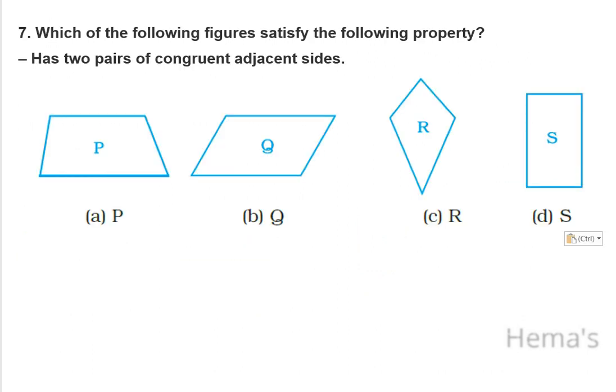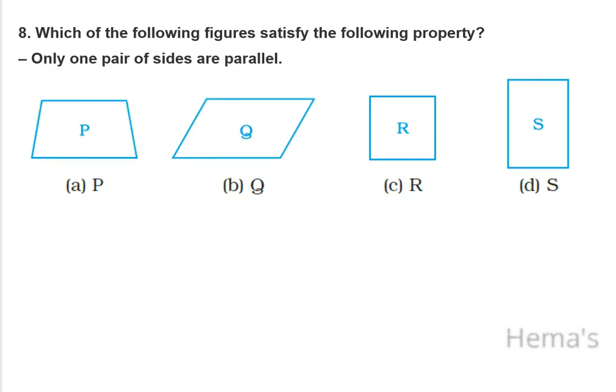Question 7. Which of the following figures satisfies the following property? Has two pairs of congruent adjacent sides. Adjacent sides are the sides sharing a common vertex. So in case of a kite, this is the figure of a kite, we can see that the two pairs of adjacent sides are congruent. So option C is the correct option.